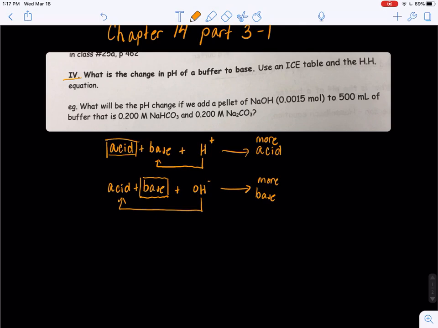Okay, so our problem here in the lecture guide on page 36 is to calculate the pH change if we add a pellet of NaOH to 500 milliliters of buffer that's composed of 0.2 molar NaHCO3 and 0.2 molar Na2CO3. Now, what I'm going to choose to do here is calculate everything in terms of moles. You could do it in terms of molarity, but I'm just going to use moles, okay?